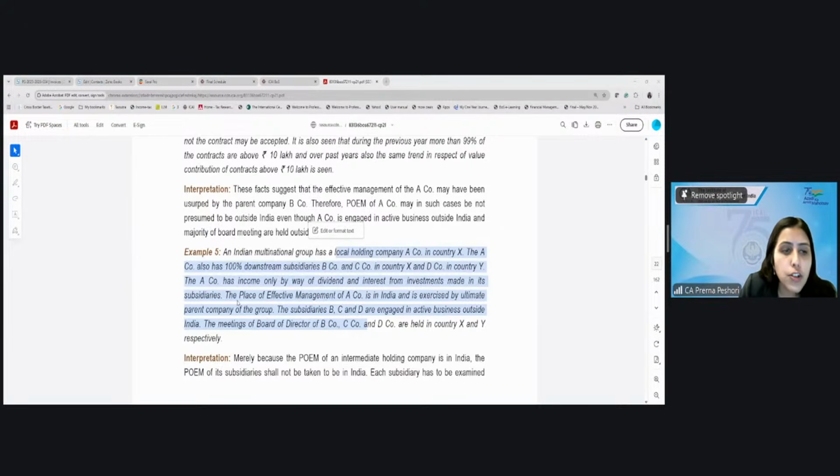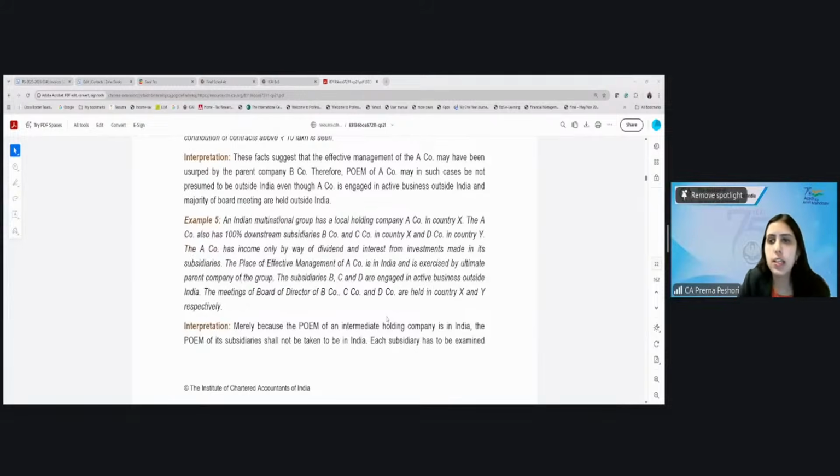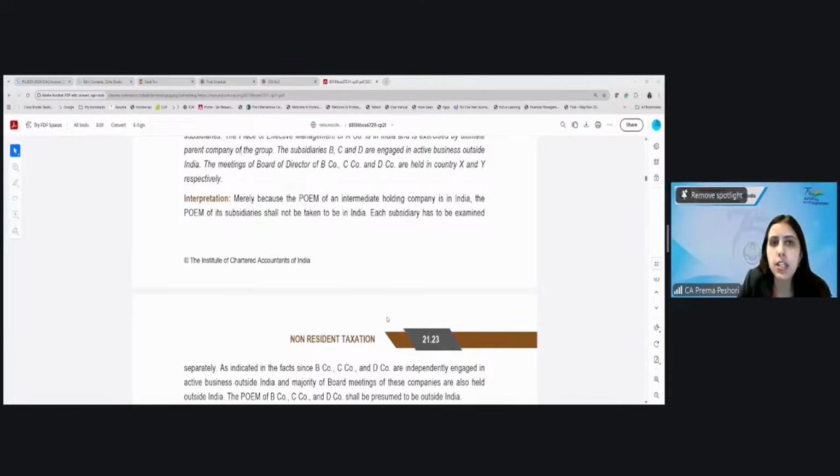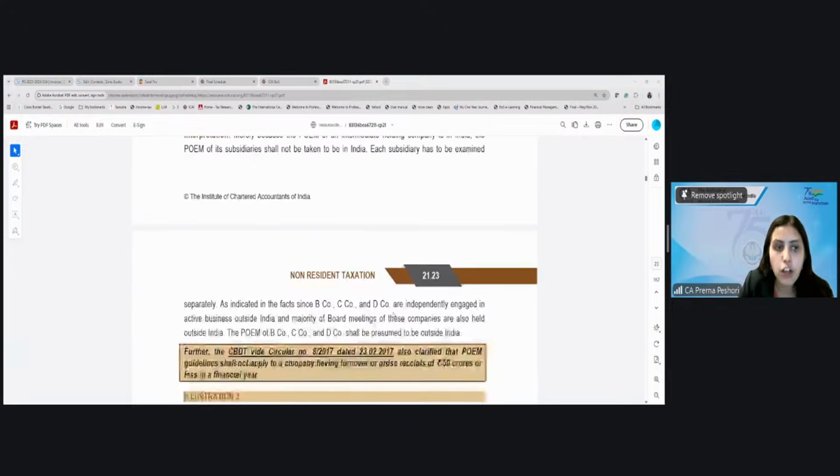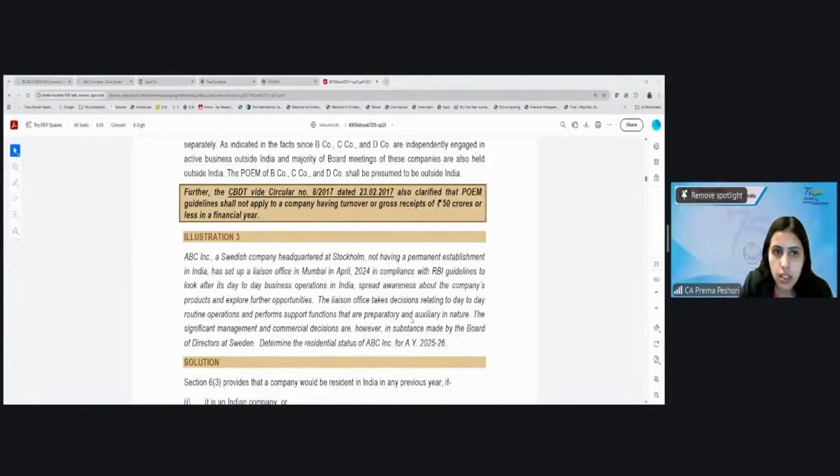Yes. So you need to see for all the entities separately. Just because for B, C, and D the ACO holding company is a resident of India doesn't mean that B, C, D also have the POEM in India. You have to assess independently for each of these companies. Okay.